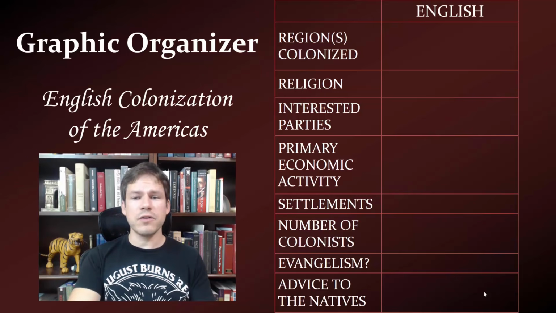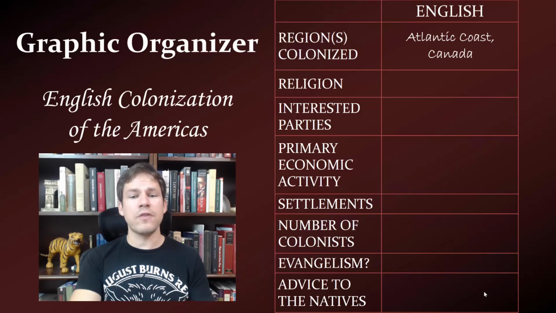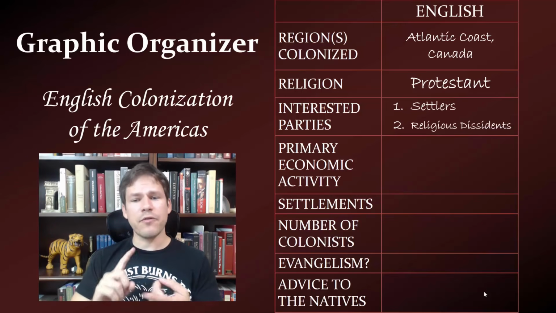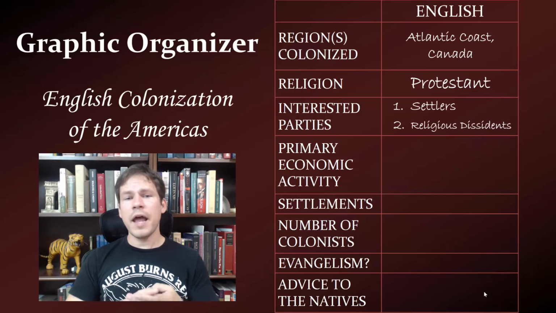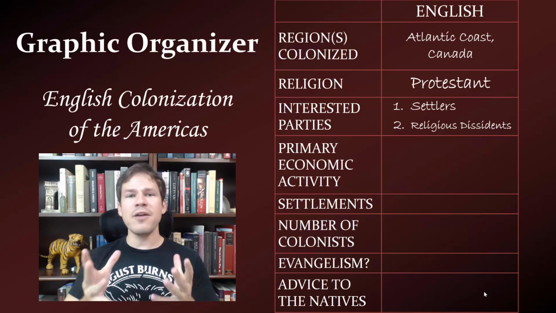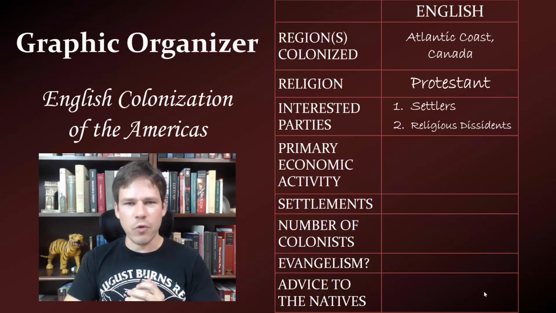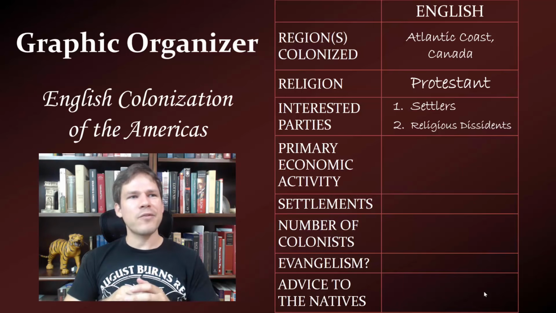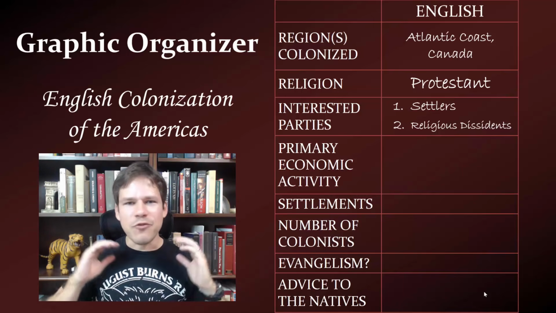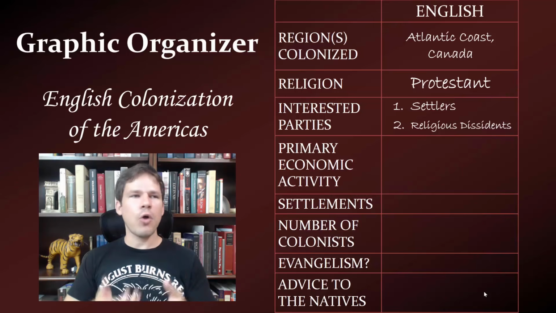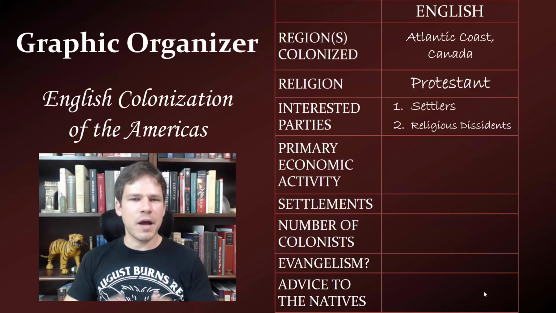Now, as far as the regions colonized, that would be the Atlantic coast and Canada. The religion being Protestant. The interested parties being settlers and religious dissidents. Now, settlers, we've only really seen that so far from the Dutch, but the English took this to a whole new level. They were the last to create colonies in North America, but once they did, people came in droves after Jamestown and Plymouth were settled.